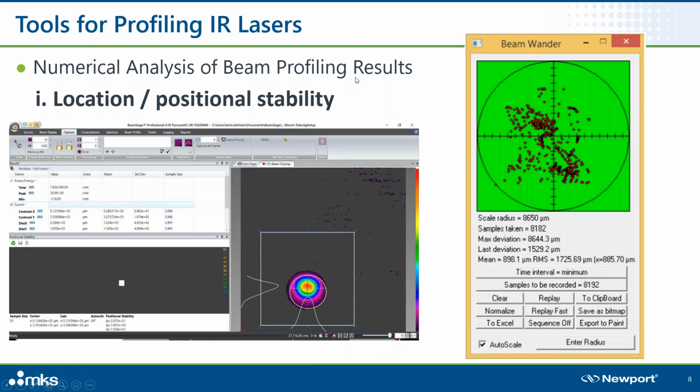So numerical analysis of beam profiling results includes location or positional stability. That is the position of the beam, typically denoted by the beam centroid, over time. Beam movement can rise to the level of being unacceptable if the application requires it to be located or focused.